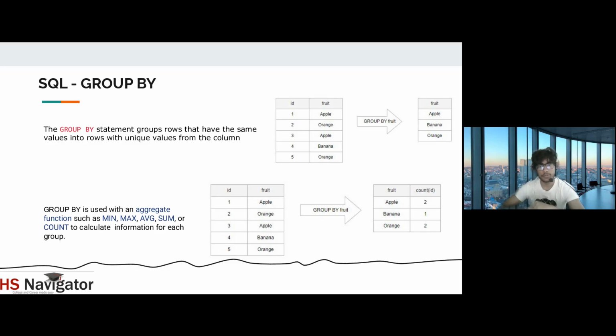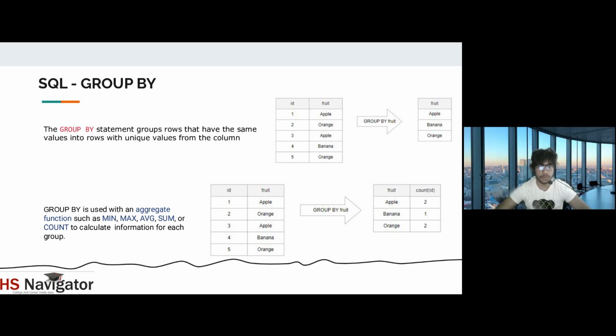Okay, now we have group by. The group by statement allows rows that have the same values to be combined into rows with unique values from the column. For example, over here we have lots of separate IDs and lots of fruits, but you can see we have repeating fruits. We have apple over here, orange in number 2 and number 5. So if we group by fruit, we could simply have distinct values in the column fruit instead of a lot of overlapping ones.